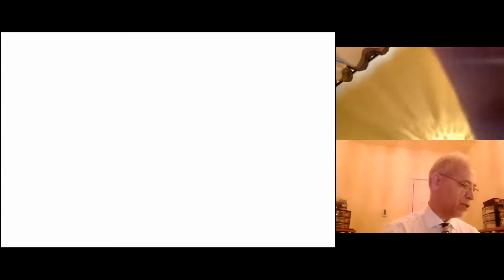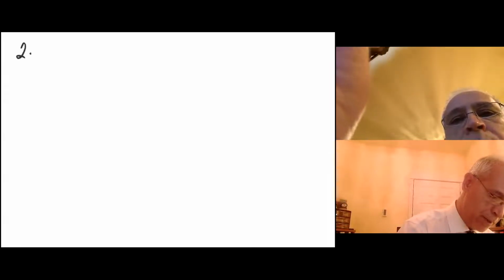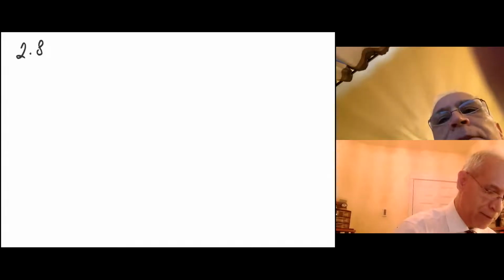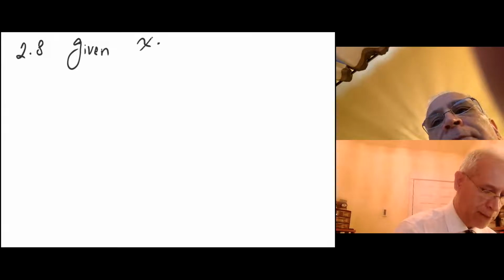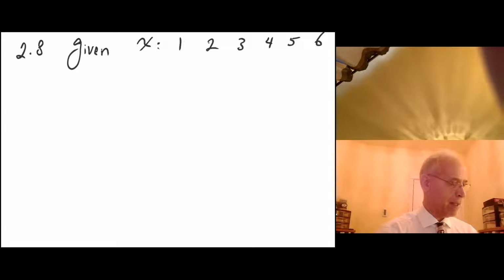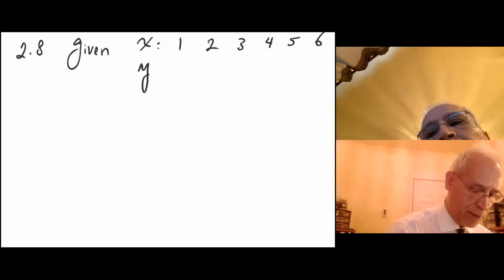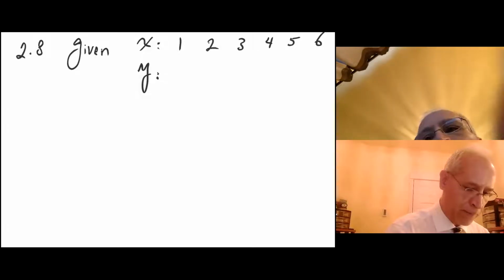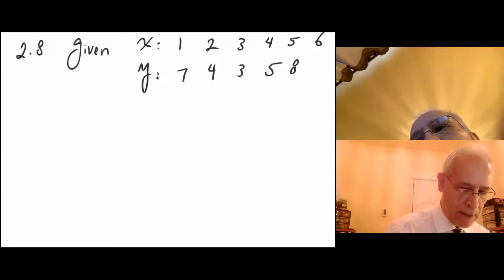A couple of questions from section 2.8. Okay, we are given a table of values. The values of x are 1, 2, 3, 4, 5, and 6, and the corresponding y values are 7, 4, 3, 5, 8, and 0.